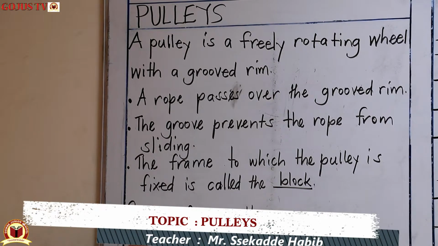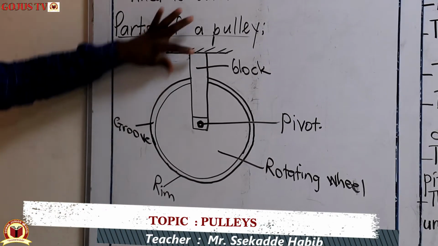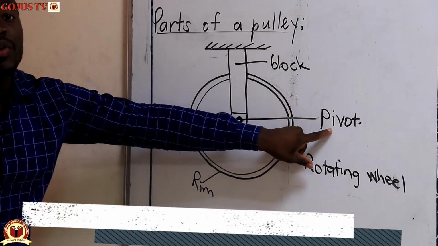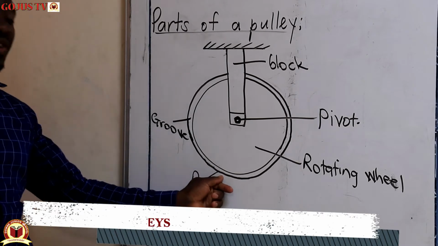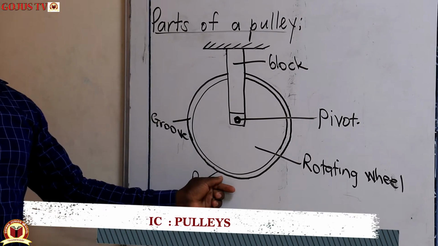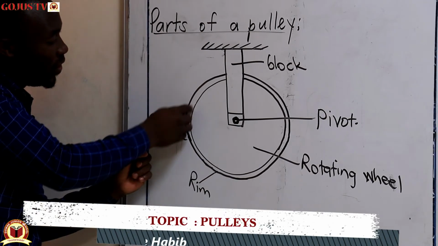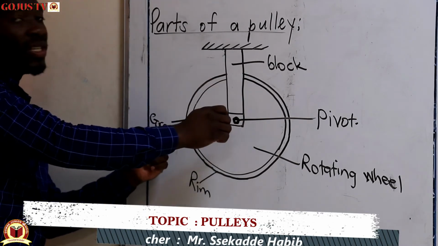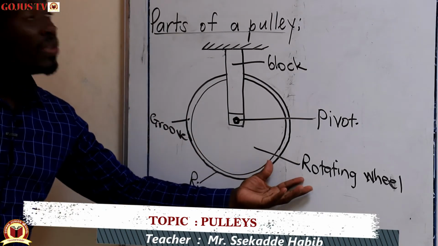If we take a good look here, we have some of these parts illustrated. This is the block that we are talking about, and then we have the pivot here, the turning point. We have the rim here. This is the rim. It is like the wheel itself. Then in this rim, they dig or put a groove. It is like a hole that moves around. So it is in this groove, this space you're seeing, that the rope will pass. This groove will help prevent the rope from sliding to the other side or this side. And then finally, this is the rotating wheel.